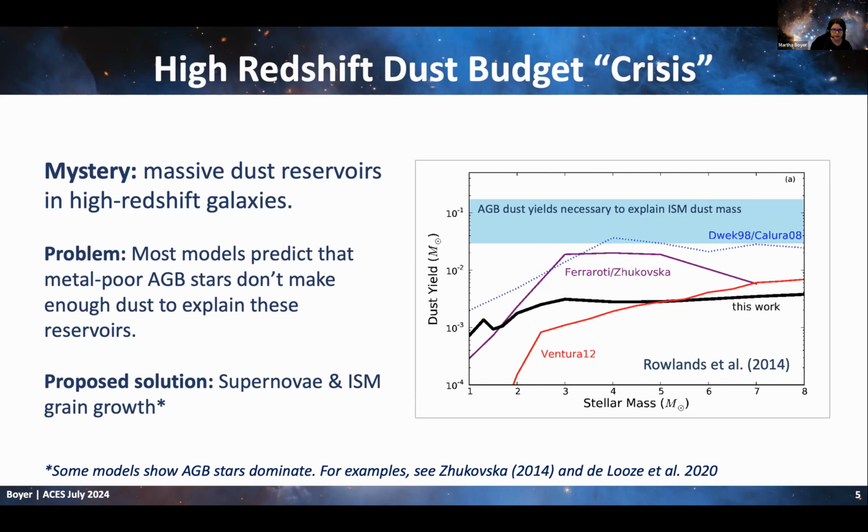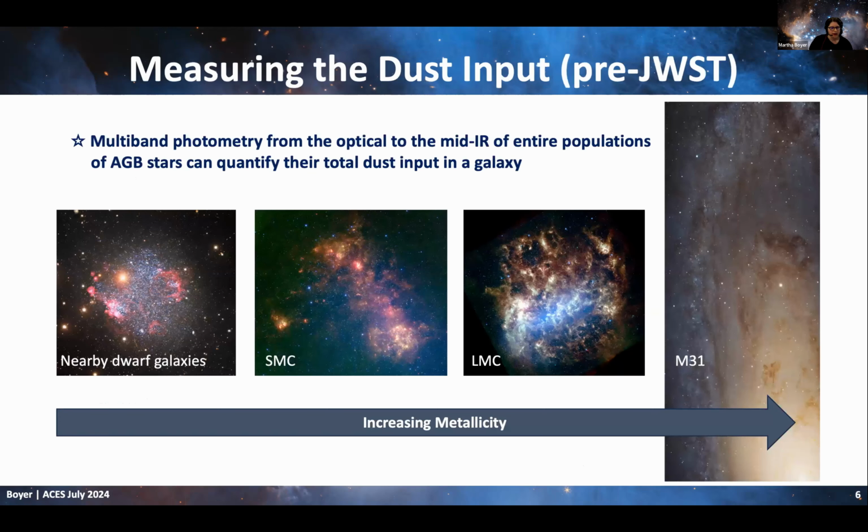But this is the models, right? So what do the data tell us? We can look at observations of nearby galaxies from the optical to the mid-IR to try to answer this question. And that's what I've been doing for a number of years now.